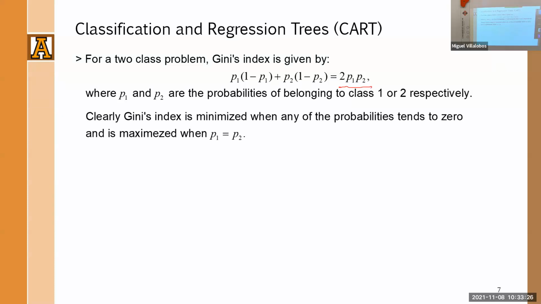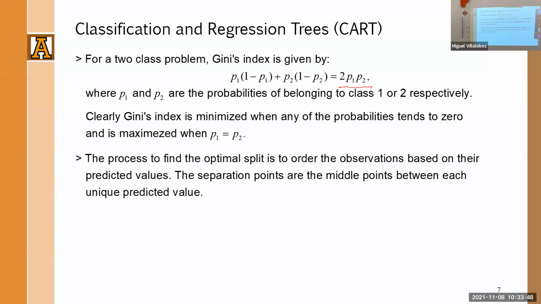And so, in that sense, this is related to what I was saying in terms of splitting the data, because it's looking essentially at what proportion of the data, what proportion of successes we have on either side of different values for the different variables in the predictor space. Now, the process to find the optimal split is to order the observations so that we minimize the Gini's index.